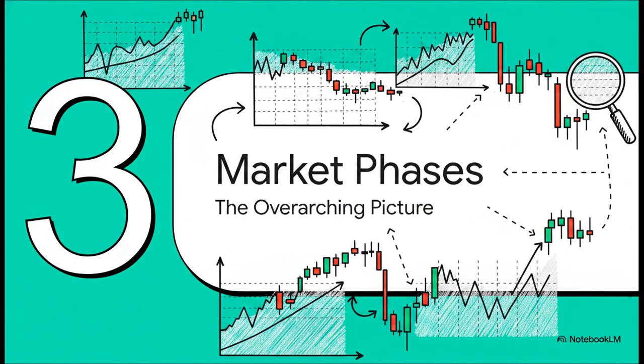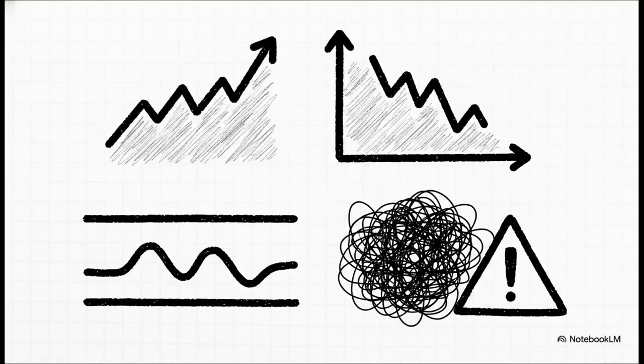Okay, Section 3, identifying market phases. Zooming out to see the overarching picture. Now that we totally get how to read individual candles, let's zoom out a bit. We need to look at the broader overarching trends that these candles are actually forming.